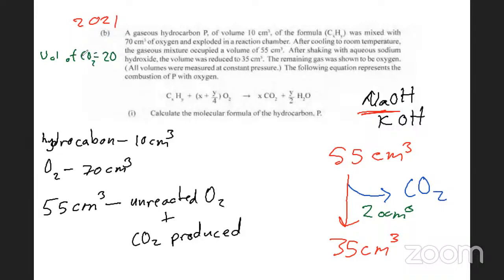All right, so to do this question, you also need to know the exact amount of oxygen that reacted. The amount of oxygen that reacted is going to be the total amount, which was 70, minus the unreacted amount, which would have been the 35. So the total after the reaction was 55. 20 of that was CO2. That means the remaining 35 is O2.